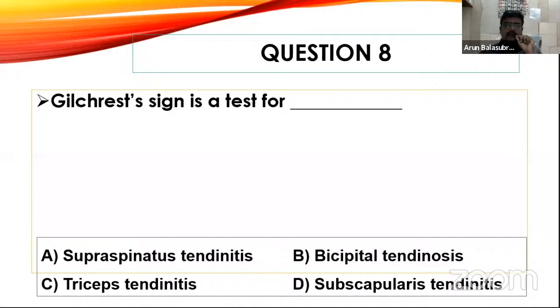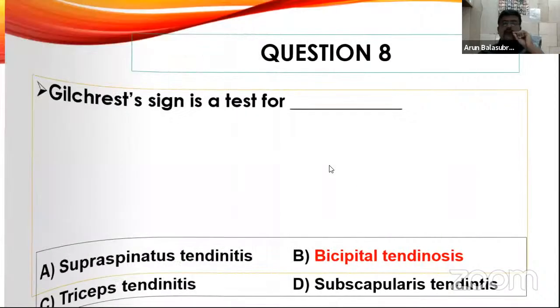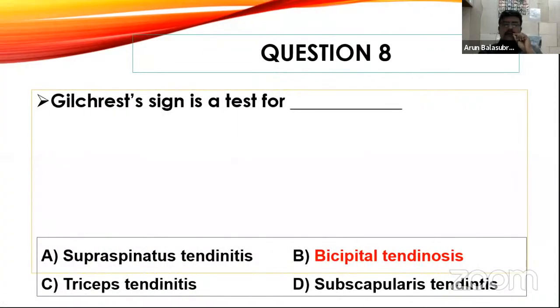The patient has severe pain. So this test is done for what condition? Is it for supraspinatus, biceps, triceps, or subscapularis? Is it for bicipital tendinitis? Right, so for bicipital tendinosis. A patient with a biceps problem is not able to do the test. It is called the Yergason sign. Move on to the next question.